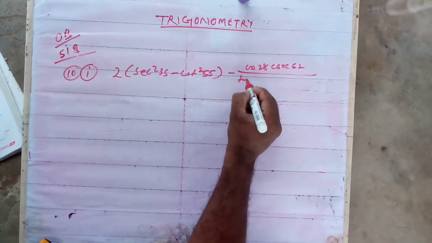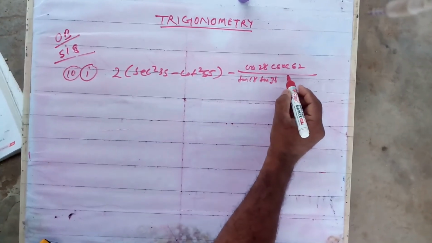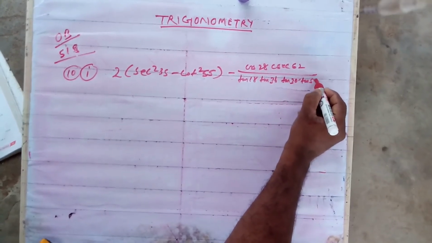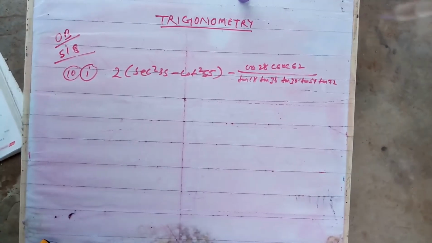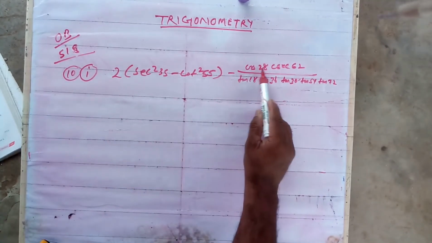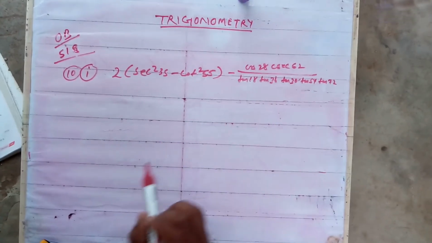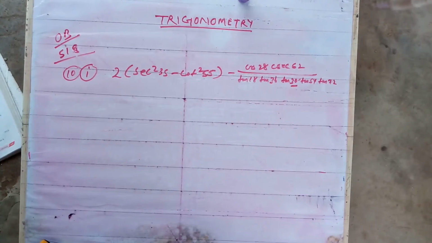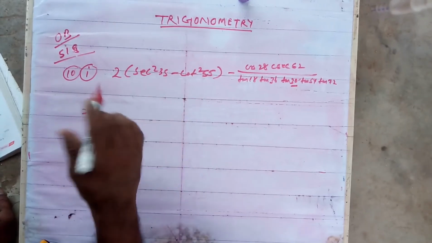Next tan 18 tan 36, then tan 30, tan 54, tan 72. First thing is that you search the pairs which make 90. 35 and 55 sum to 90, 28 and 62 make 90, 18 and 72 make 90, 36 and 54 make 90. And 30 is a standard angle, there is no need to convert. So just go for it. Out of each pair, any one you have to convert.